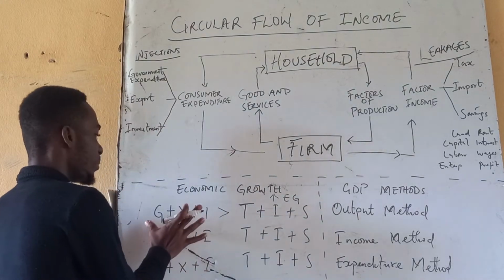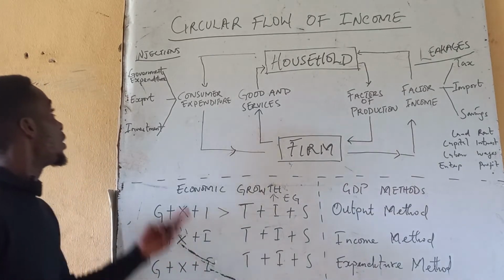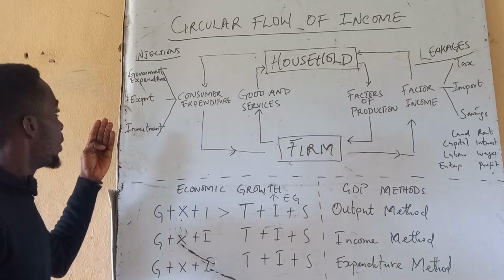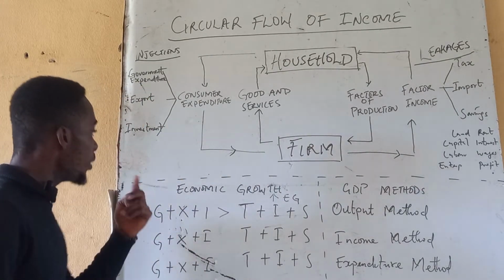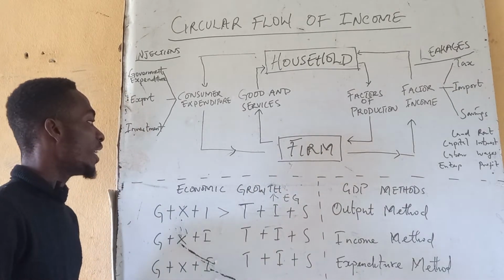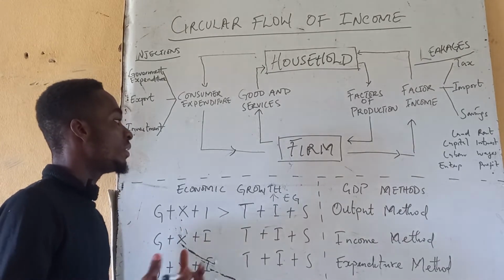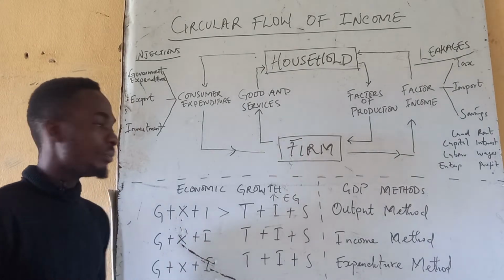So when this happens, that injections, that's the money coming into the economy through government expenditure, through exports, and through investments, are more than the money going out of the economy, then we can make a deduction that there is a positive increase in economic growth.